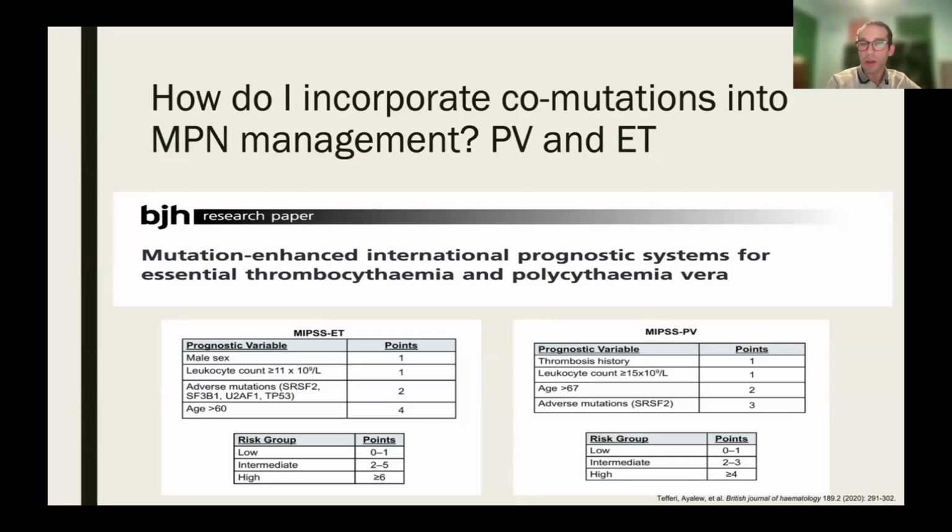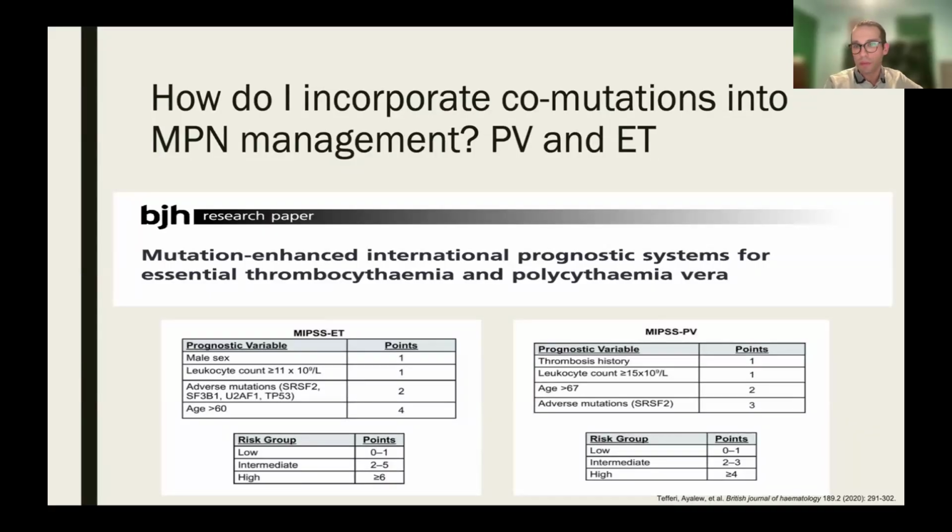In actuality, do I use this score for every person that I see with ET or PV? I don't, because we don't quite know what to do with this information once we have it. We don't know if different treatments can mitigate the risk seen here by these mutations. But I do think it's important for physicians to know about these scoring systems, and I think it's important for people with these MPNs to know about these scoring systems out there. And like I said, no part of MPN treatment is done in a vacuum.